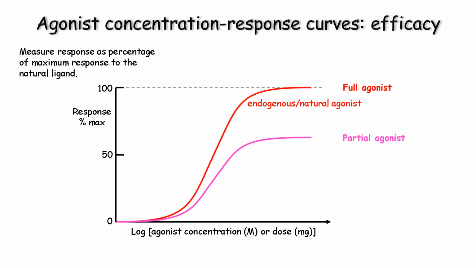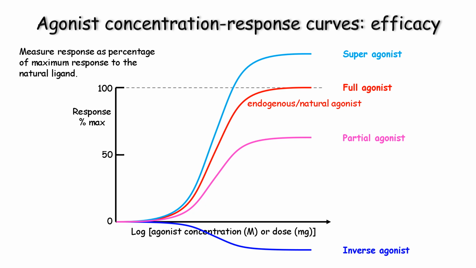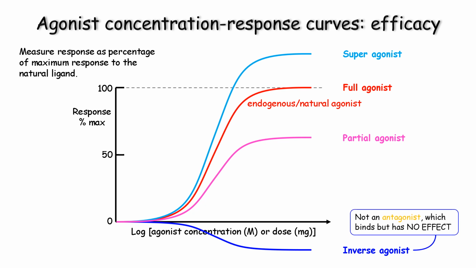Other agonists might produce a larger maximum response than the natural agonist. They are called superagonists. There are also ligands that bind to the same receptor as the natural agonist but induce the opposite effect. Drugs like that reduce the baseline or constitutive activity of the receptor, stabilizing it in its inactive form. They are known as inverse agonists. An inverse agonist is different from an antagonist, which simply binds to the receptor without affecting its basal activity or evoking a response.